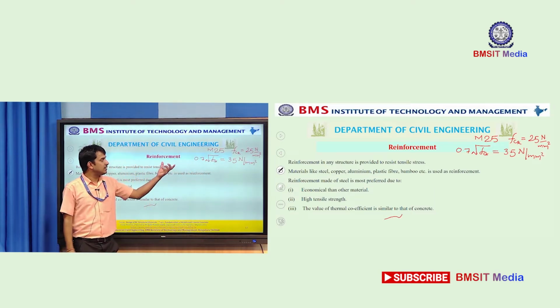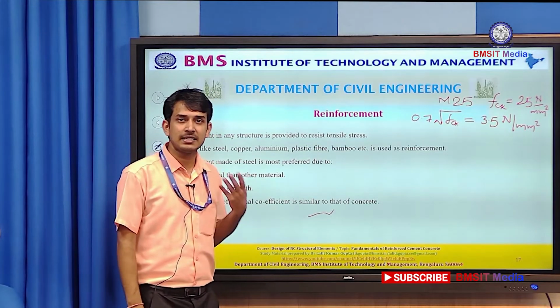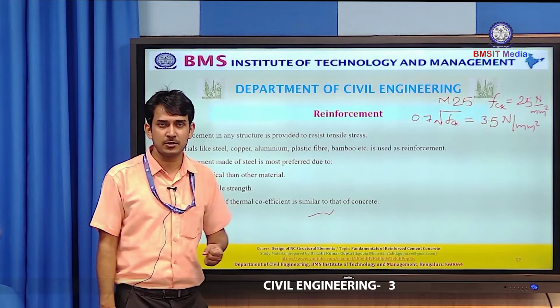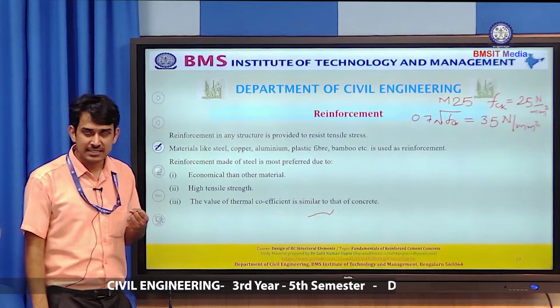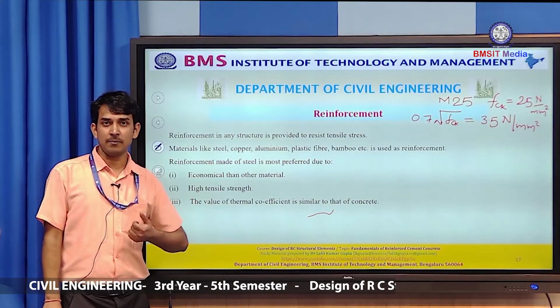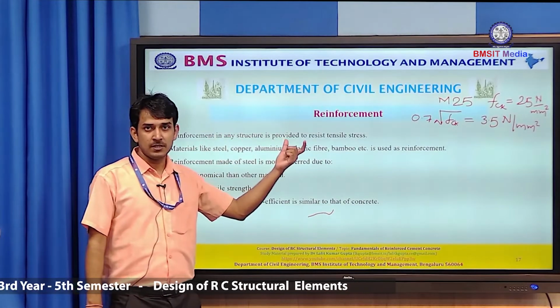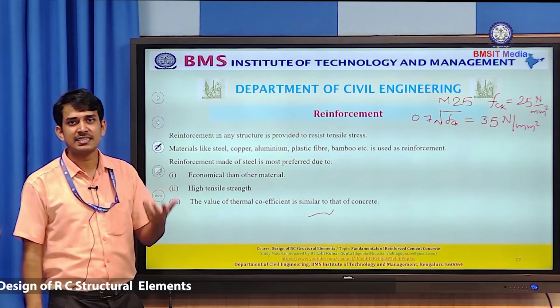So we can easily see that for M25 grade of concrete, the characteristic compressive strength of that concrete is 25 Newton per mm square. If we talk about the tensile strength, then it is 3.5 Newton per mm square. So that is why there is a need to provide the reinforcement, which is mainly provided to take the tensile stresses.